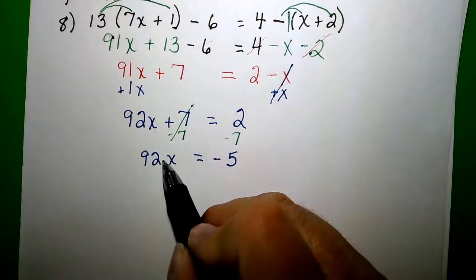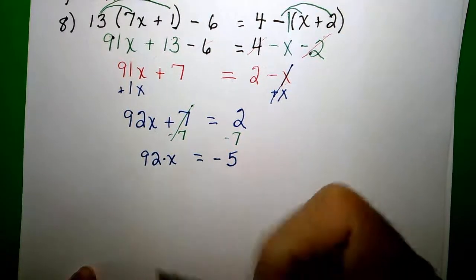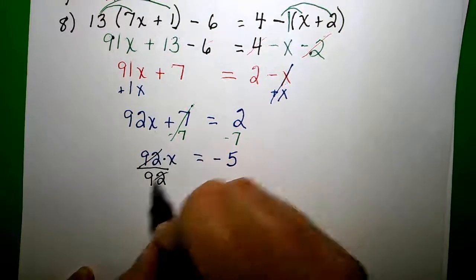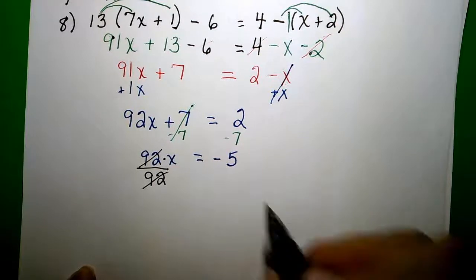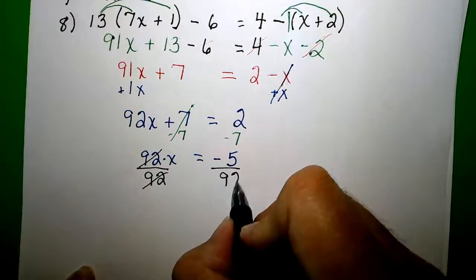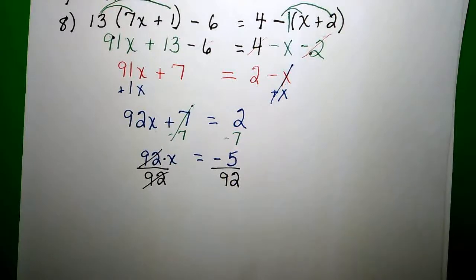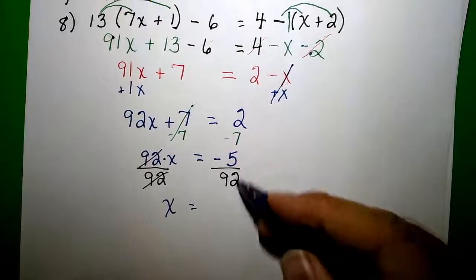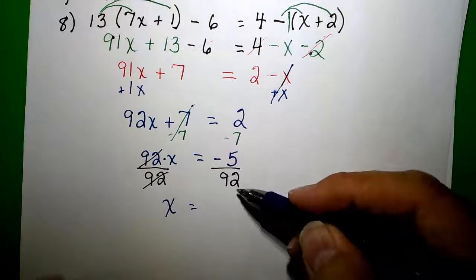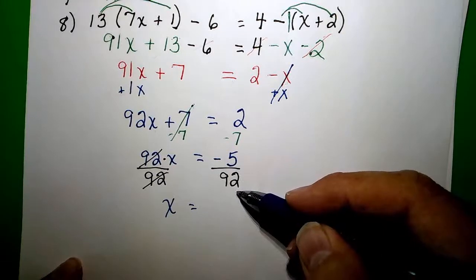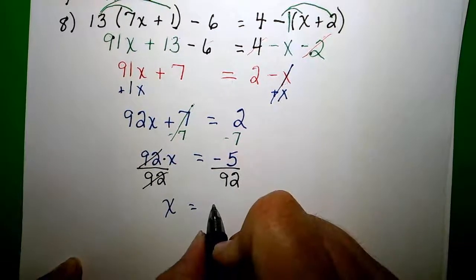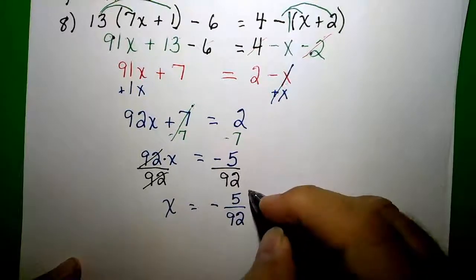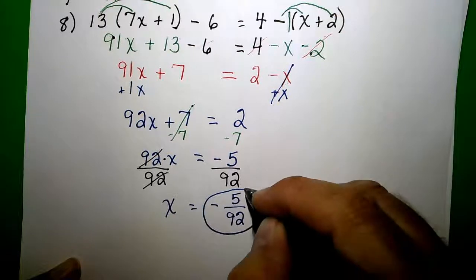Now, opposite of multiplying by 92 is dividing by 92. 92 divided by 92 would just be a 1. x equals negative 5 over 92. Can I reduce that? No. No number other than 1 divides into both 5 and 92. 92 is not divisible by 5. So our answer is the fraction negative 5 over 92. Okay?